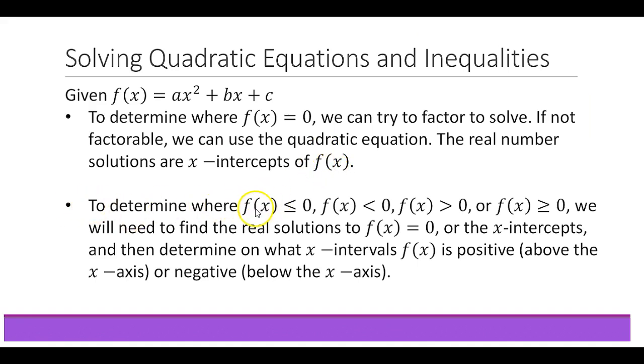To determine where f of x is less than or equal to 0, less than 0, greater than 0, or greater than or equal to 0, or to solve a quadratic inequality, we will need to find the real solutions to f of x equals 0, or the x-intercepts, and then determine on what x intervals f of x is positive, above the x-axis, or negative, below the x-axis. We will review two different ways to do this, either graphically or analytically with a sign chart.